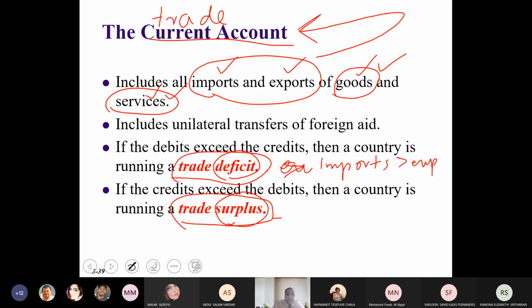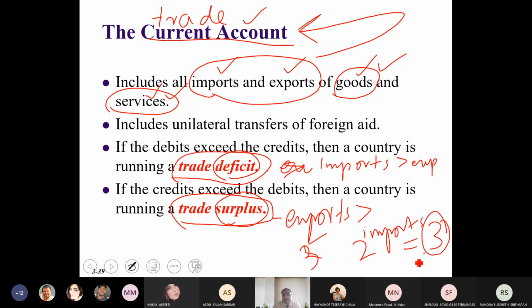Trade surplus happens when in this account your exports are more than your imports, right? When you are exporting more and importing less, let's say your export was 5 trillion and your import is 2 trillion. So what is the difference? 3 trillion. This 3 trillion is your surplus.